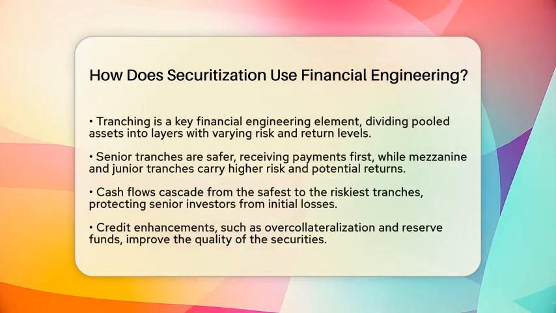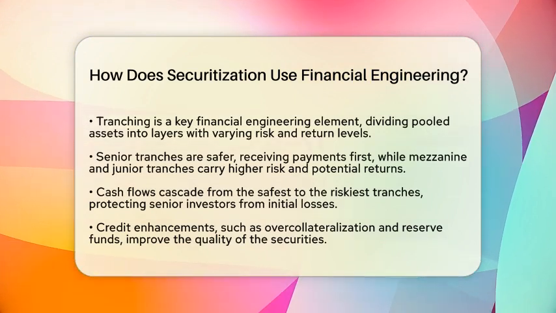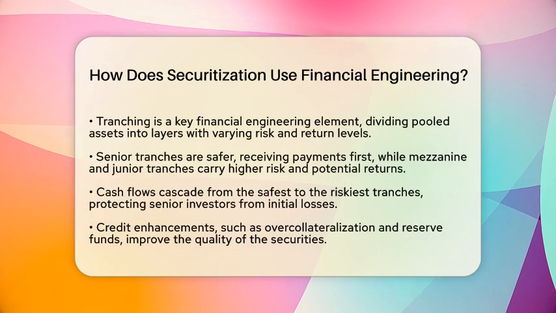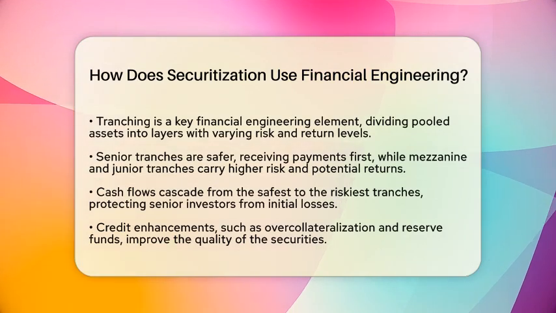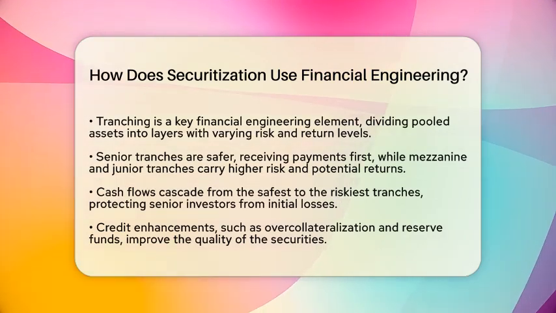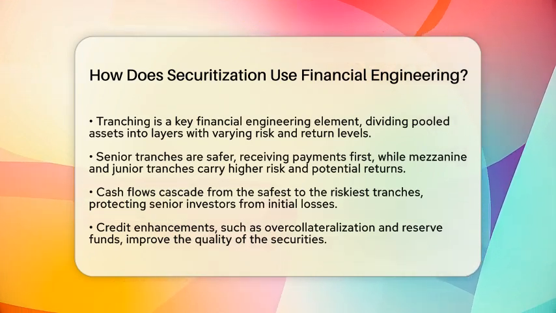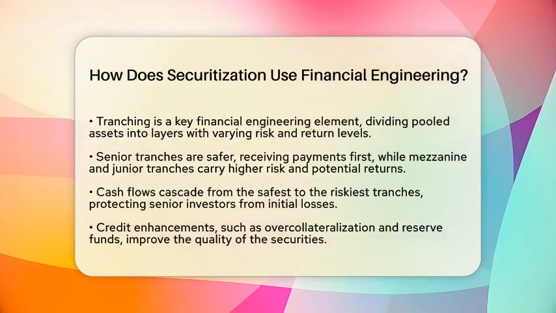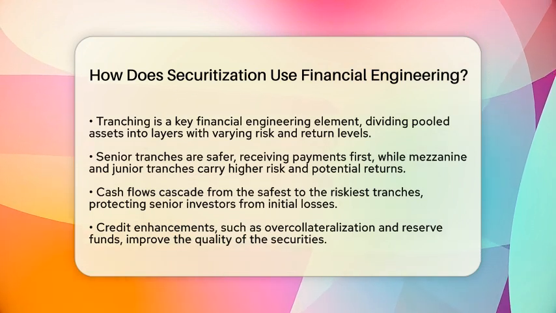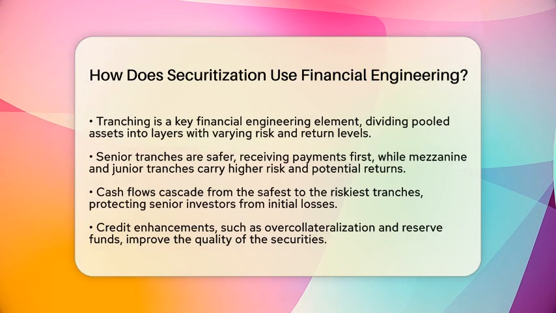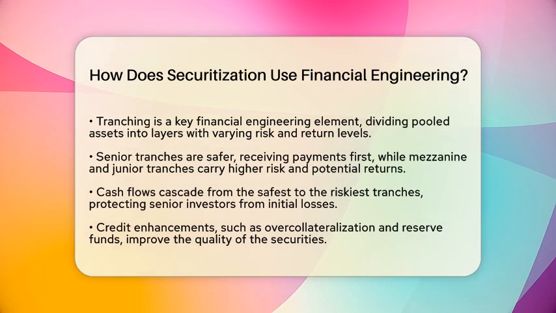A key element of financial engineering in this process is called tranching. This means dividing the pooled assets into different layers, or tranches, each with its own level of risk and return. The senior tranches receive payments first and are considered safer, usually offering lower yields. On the other hand, mezzanine and junior tranches carry higher risk but also promise higher potential returns.